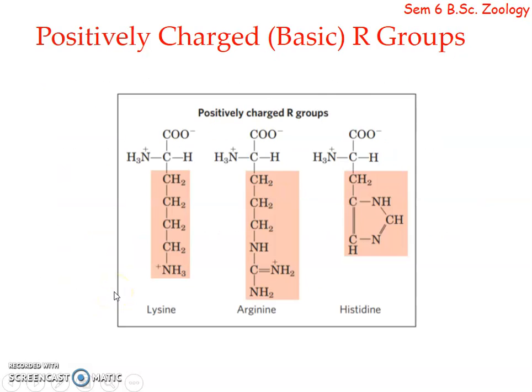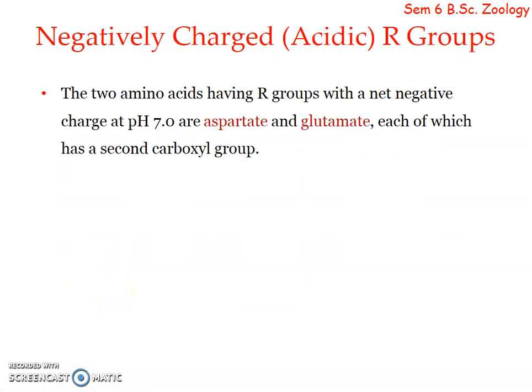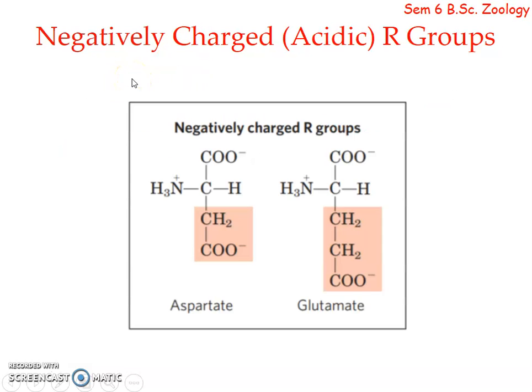Now the next one is negatively charged. It may contain an additional carboxyl group. Apart from the carboxyl group which is attached to the alpha carbon, there will be an additional carboxyl group, and that makes it more negatively charged. Two amino acids, aspartic acid and glutamic acid. Two acidic forms.